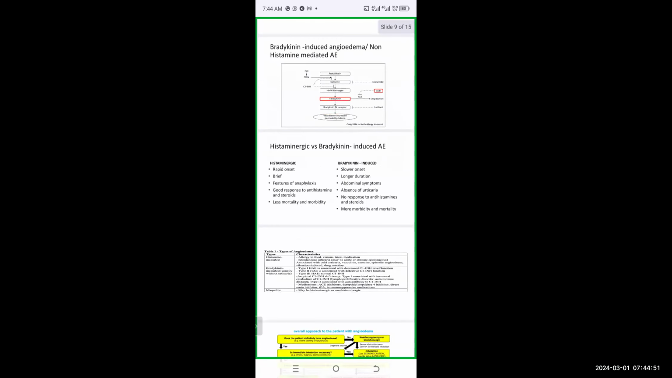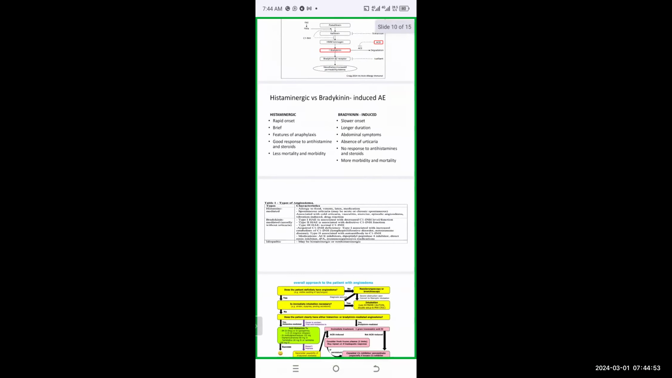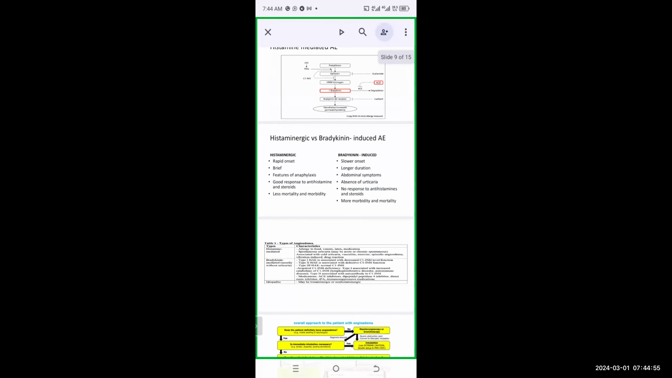So the initiator is Hageman factor, factor 12, which gets activated when it comes into contact with tissue. Now, prekallikrein itself is inactive. It becomes proteolyzed by this activated factor 12 to kallikrein. More proteolysis acts on high molecular weight kininogen, and with further proteolysis, it becomes bradykinin, which in this case is the offending agent.